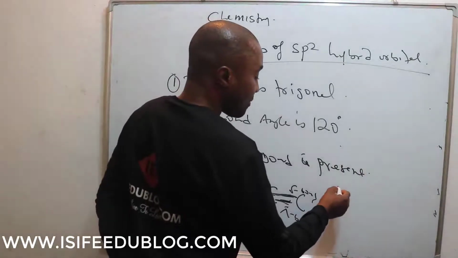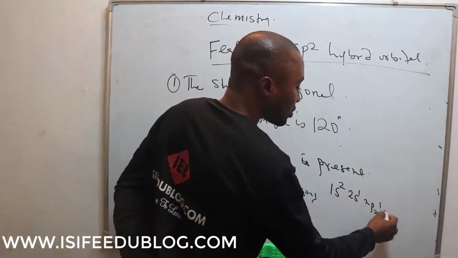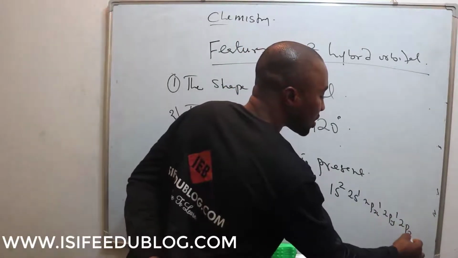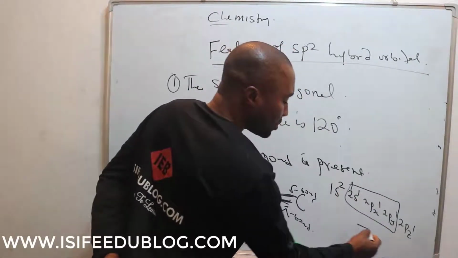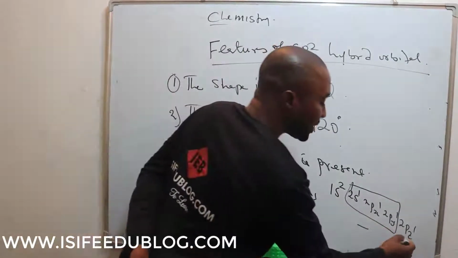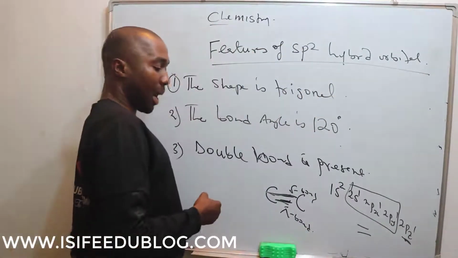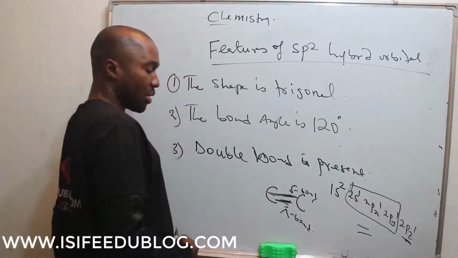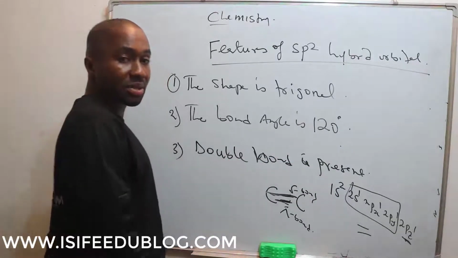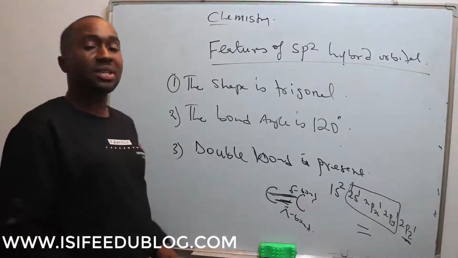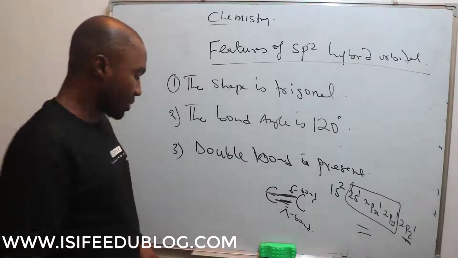That if you have 1s orbital, 2s1, 2px1, 2py1, and 2pz1, these ones mix together to form the sigma bond. Then the pz that did not follow them in the mixing forms another bond, which is the pi bond. So we have a total of double bond there. 1 sigma and 1 pi bond. That's why we say double bond is present. So these are the features we can use to identify SP2 hybridization.